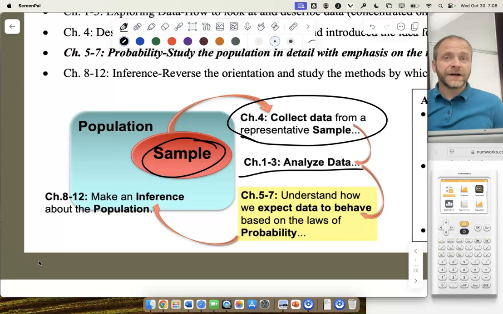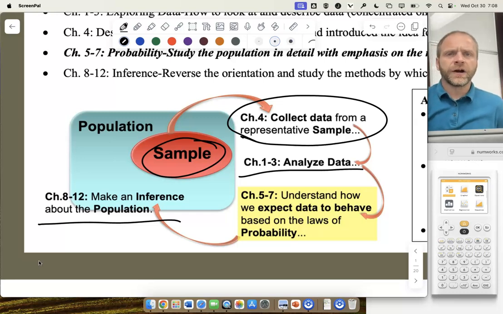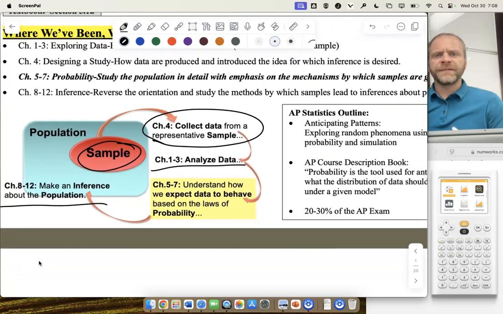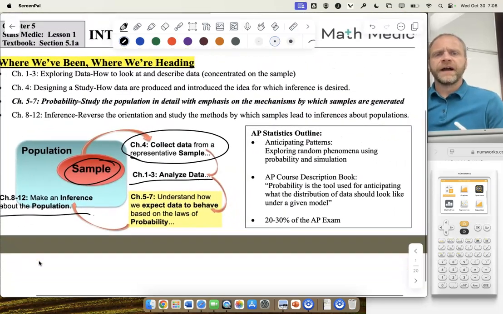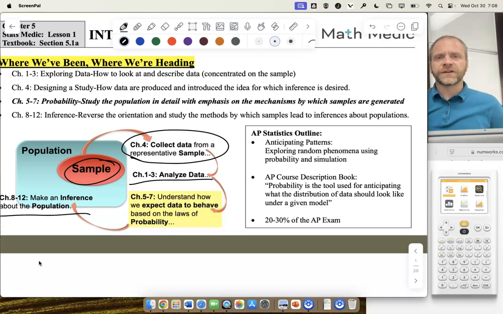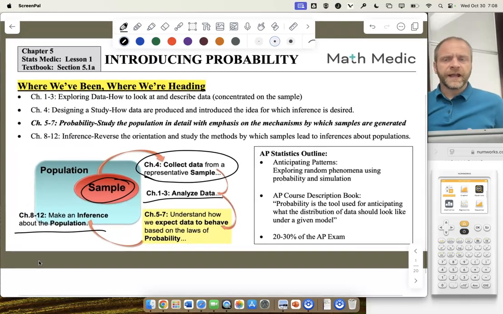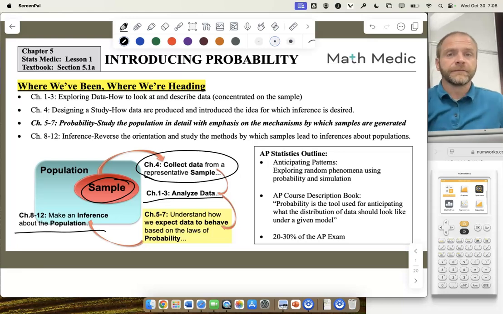Once we get that down over the next 3 chapters, we'll then learn how we can make inference about a population. So this is where we are and where we're going. In AP statistics, like a little bit of a course outline, we're looking at patterns. We're exploring random phenomena using probability and looking at simulations with those. That's going to be a big part of this chapter. Really, this makes up about 20 to 30% of the AP exam. So this is where we've been and where we're heading, and we can use this to strengthen our understanding of probability in the beginning.